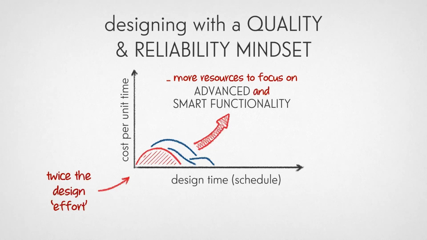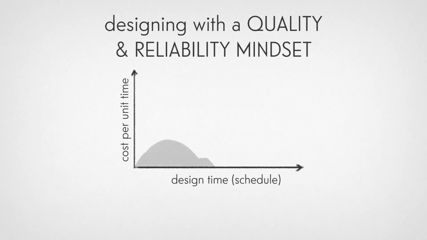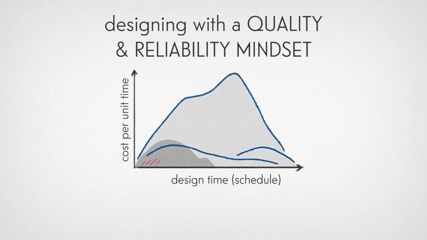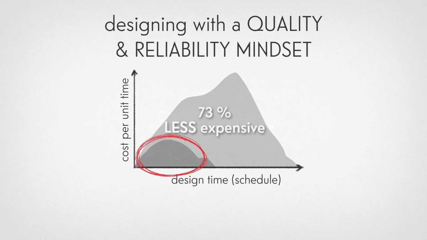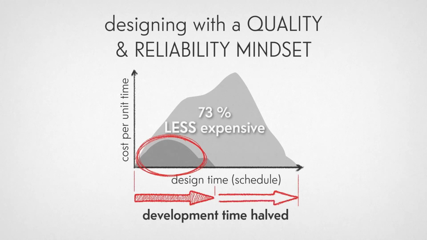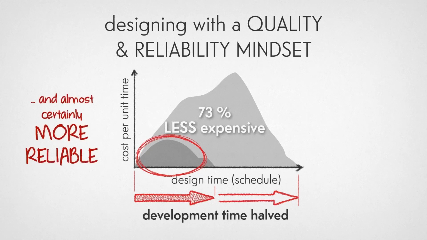So let's compare the effort associated with designing with a quality and reliability mindset to the effort associated with the traditional design approach. You can see how much time and money is saved when using the quality and reliability mindset. Research shows that design and production can be 73% cheaper and development time can be halved. And the final product is all but guaranteed to be more reliable, simply because we use the quality and reliability mindset. And this happens because we make our first design a reliable design.